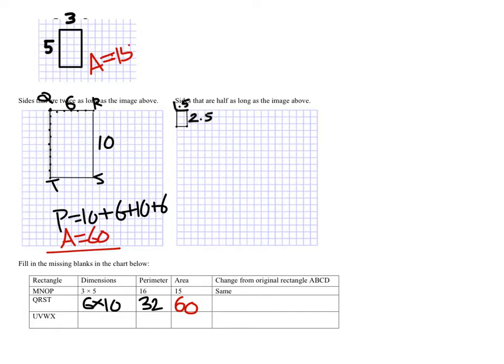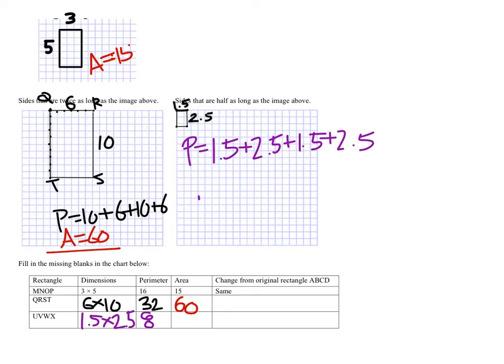Alright, what about this next one? So the perimeter on these will be 1.5 plus 2.5 plus 1.5 plus 2.5, which is 8. So this is a 1.5 by 2.5.